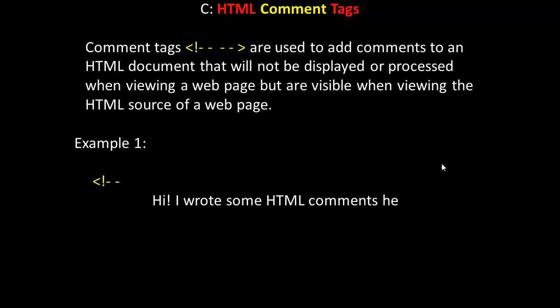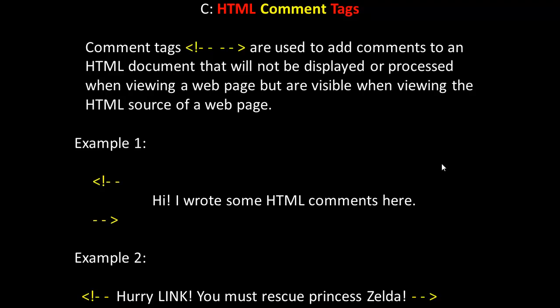Here are HTML comment tags. Comment tags are used to add comments to an HTML document that will not be displayed or processed when viewing a web page, but are visible when viewing the HTML source of a web page. These comment tags are useful to developers and programmers because they can put notes in their code, but they won't be available or visible to the user when viewing the HTML document itself. For example, if I use the less than sign, then the exclamation point and a dash, and then a dash and the greater than symbol, any text I write inside of it is an HTML comment. And you'll see it in the HTML source, but you won't see it on the HTML page.